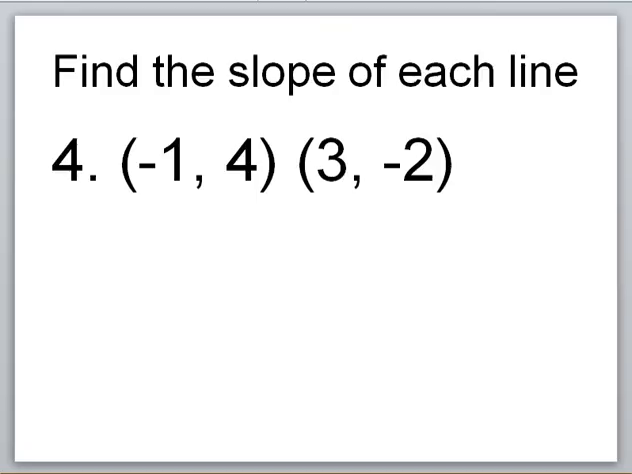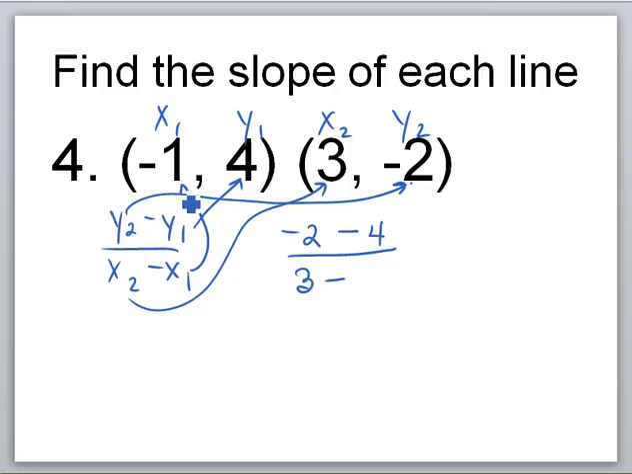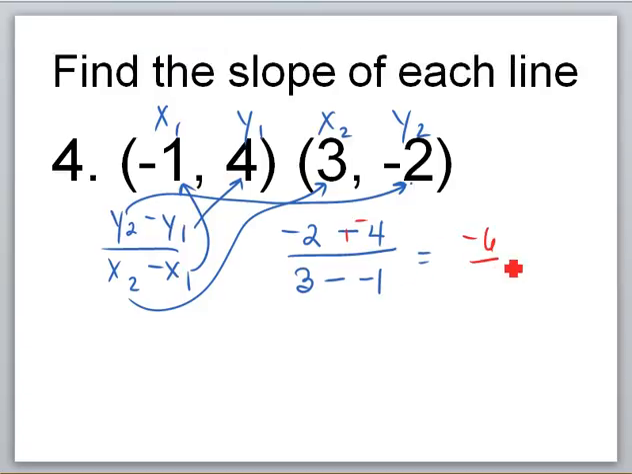Let's try that again. I don't know that I'll highlight on each one of these, but I'm going to label them x1, y1, x2, y2. My formula is y2 minus y1 over x2 minus x1. My y2 value is right here. It's negative 2, minus my y1 value, which is 4, over my x2 value, which is 3, minus my x1 value, which is negative 1. I end up getting, when I change my signs, the plus the opposite, a negative 6 over a positive 4, which reduces to negative 3/2.